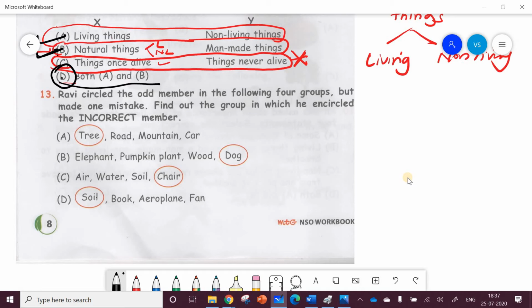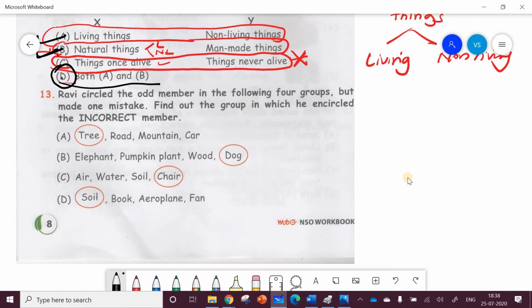I don't know. Okay, let's try to analyze the answer. Ravi circled the odd member in the following 4 groups. What are they trying to say here? That they have circled the odd one out, something which is different. But he made one mistake. Now you are going to be a teacher and check where he is wrong. So let's start checking.